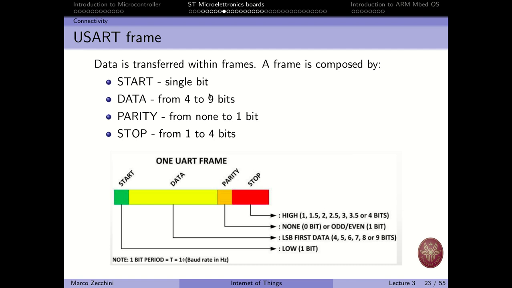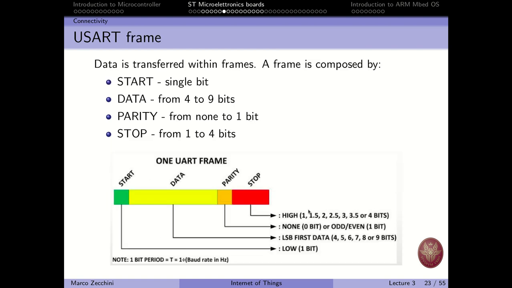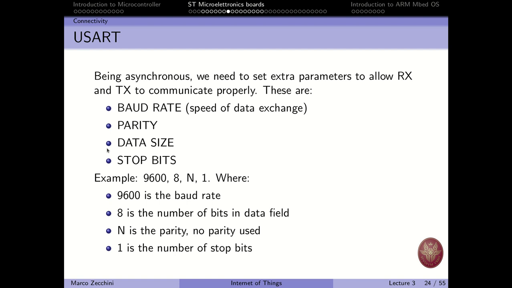And why we need to keep in mind this categorization of the frame. Being asynchronous, we need to set extra parameters to allow our receiver and transmitter to communicate properly. These are the baud rate, which is the frequency or speed of the data exchange, the parity bit, so whether it's none, odd or even parity, the data size, and the number of stop bits.